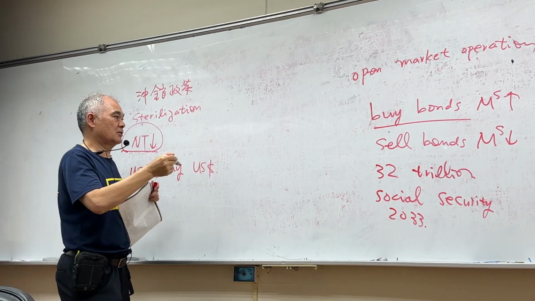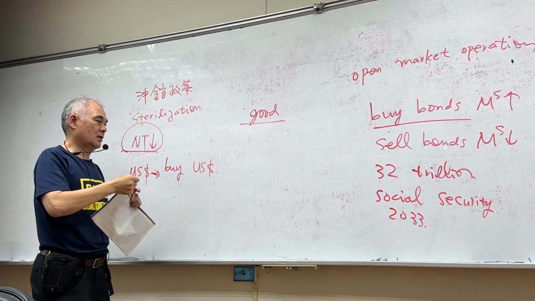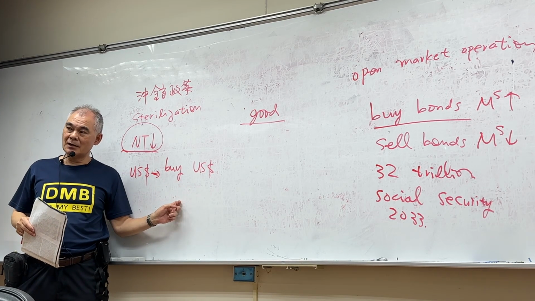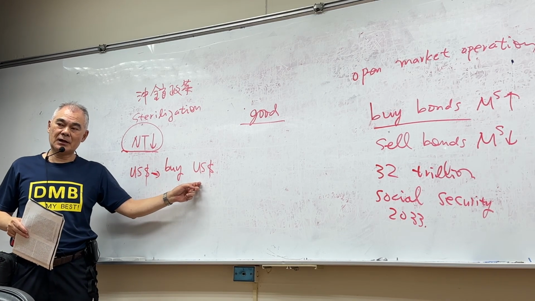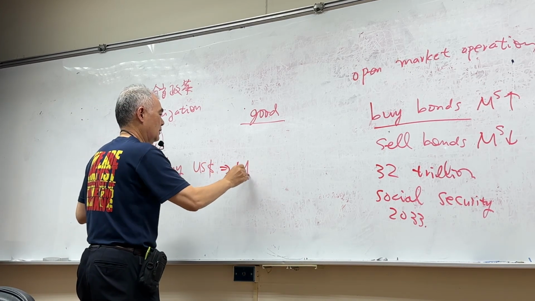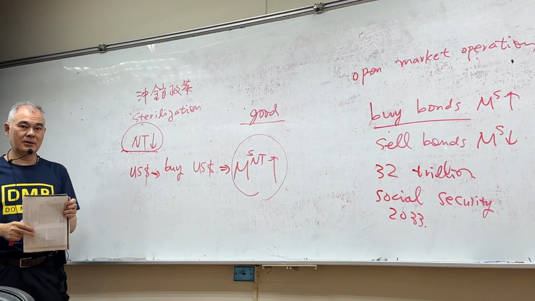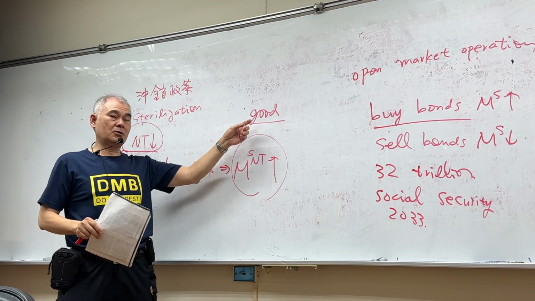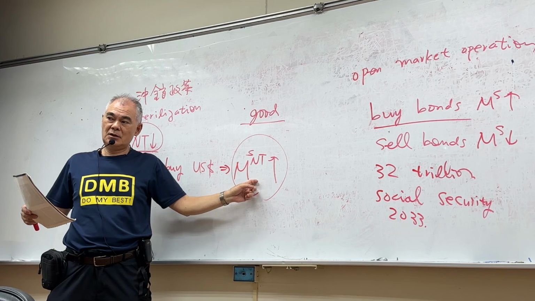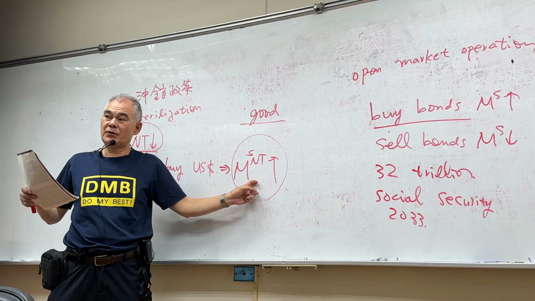But suppose the economy is already good. So what will be the impact? Because buying US dollar is the same thing as buying bonds, right? If you buy US dollar, US dollar is coming in. But what happened? Money supply of NT goes up. And suppose the economy is already quite good. What happened? It will be risky because it will increase consumption, increase investment further, right?